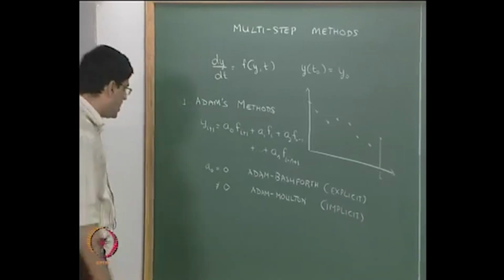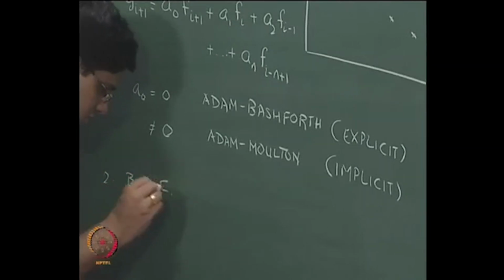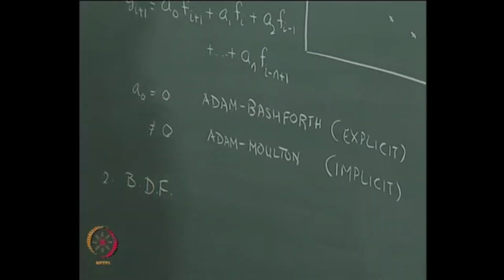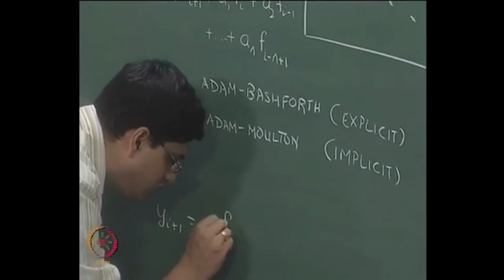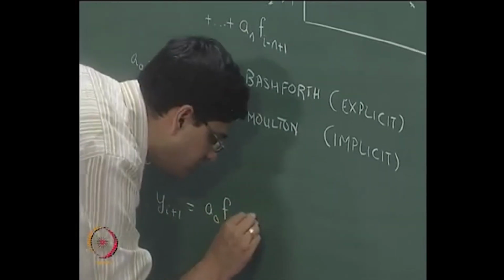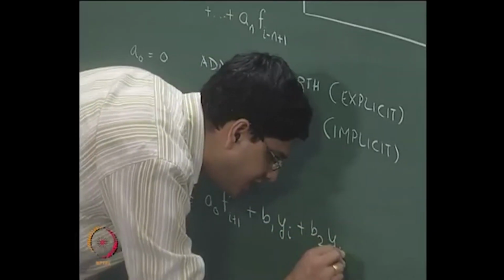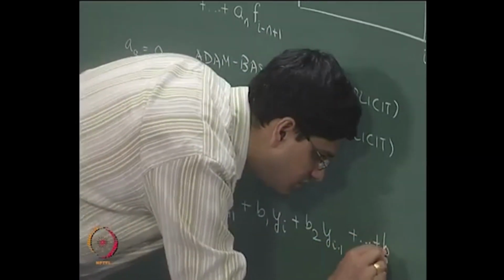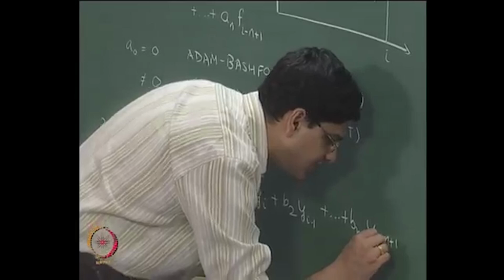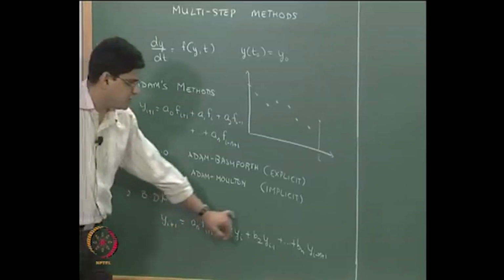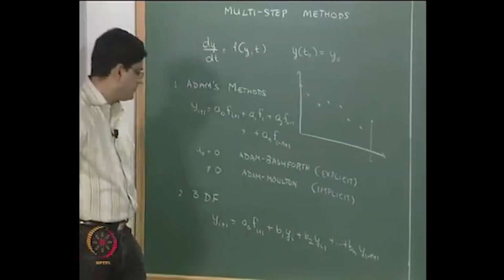The second set of methods is what is known as the backward difference formula, or BDF methods, and over there we write yi plus 1 equal to A0 f i plus 1 plus B1 yi plus B2 yi minus 1 and so on up to Bn yi minus n plus 1. This is going to be our backward difference formula. Now let us look at how to derive this backward difference formula.